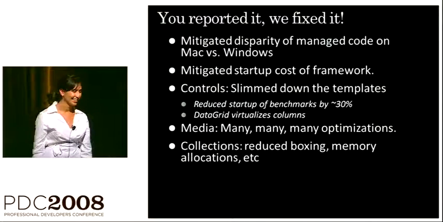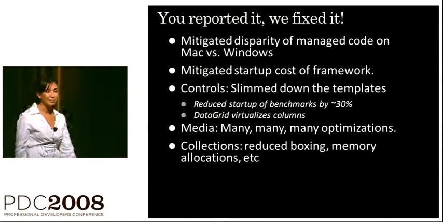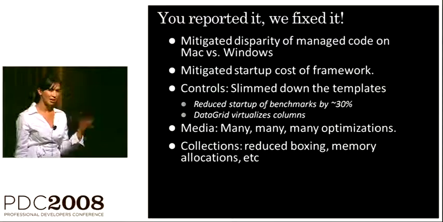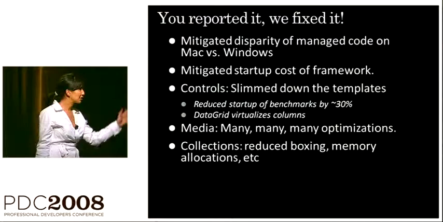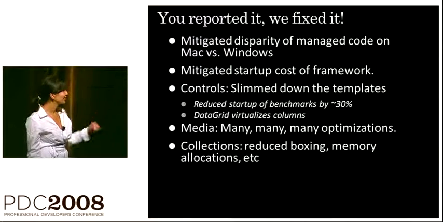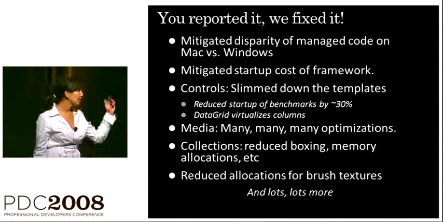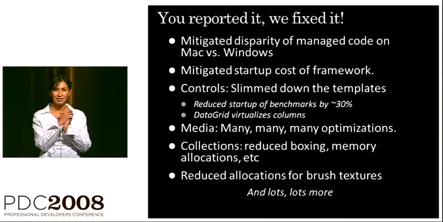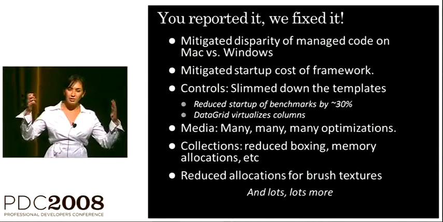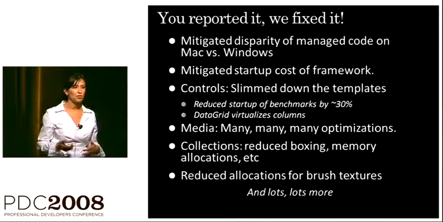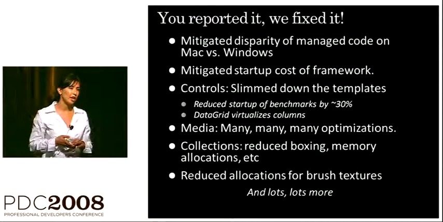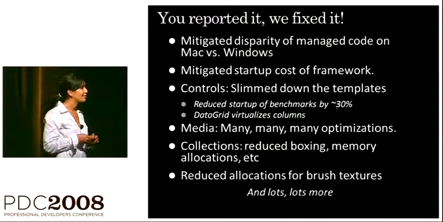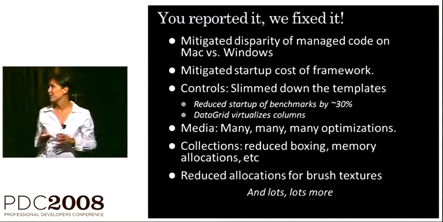The second thing we did was go through the collections and start reducing boxing and memory allocations. I didn't think anybody would notice this, but we actually got a couple of wins there. And we reduced allocations for the brush textures, and there's a whole lot more that can't even fit onto the slide. On a positive note, if you report bugs and you find a performance issue, I'd be more than happy to look at the app and see what's going on within the platform. Of course, I ask you to debug it and do due diligence too.